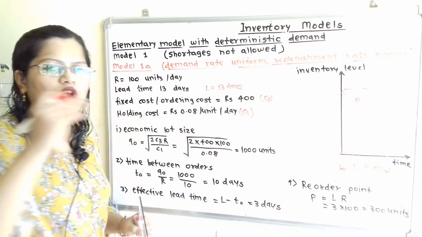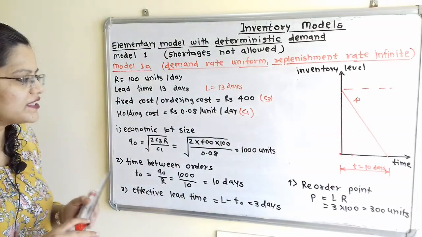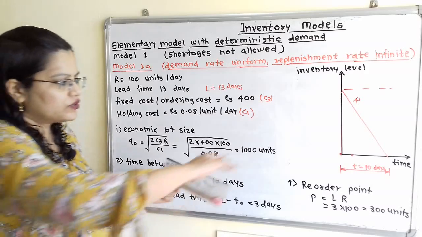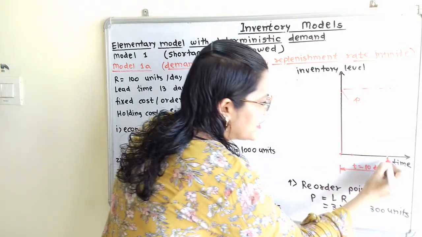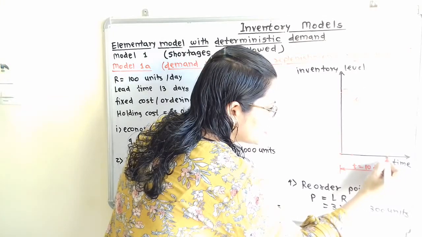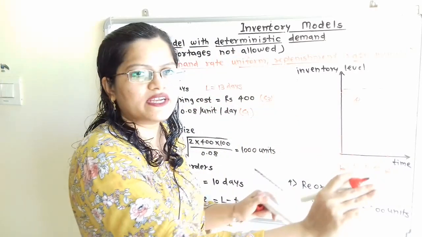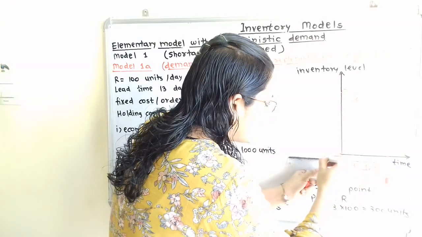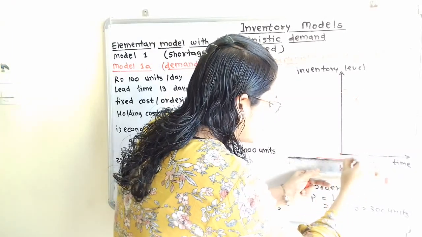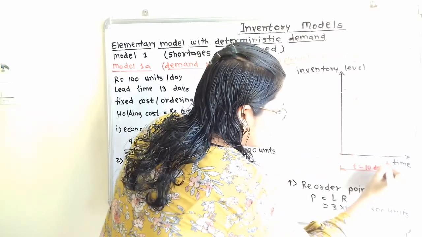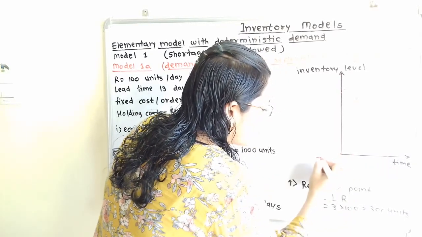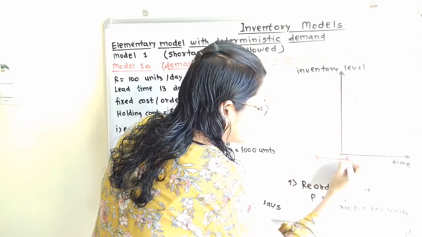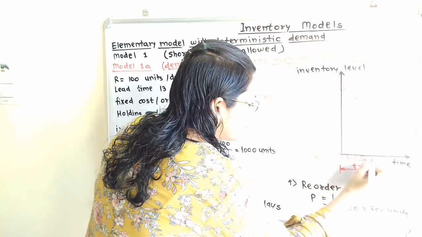Now we have to plot the lead time also. This lead time L is longer than this T0, so I will plot here. We have to plot the lead time from this point, because at this point the inventory level becomes 0. So from this time we will draw one line, because it is longer, and this L is equal to 13 days.